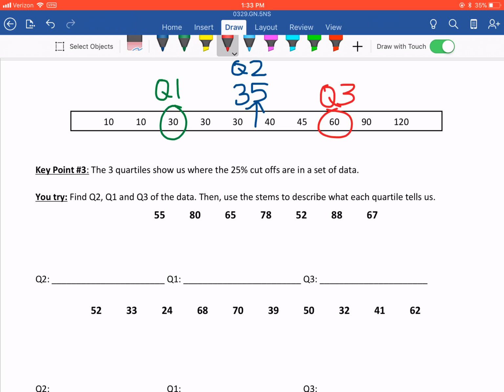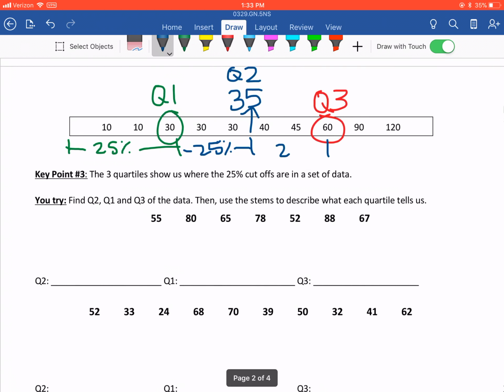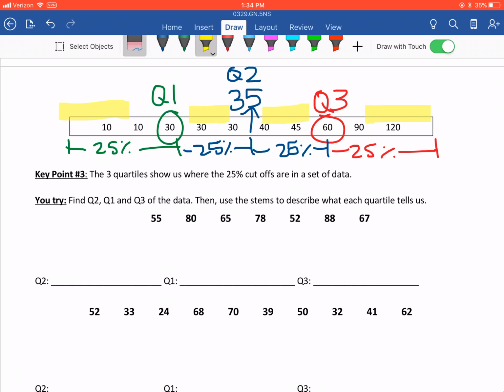So key point number 3, the 3 quartiles show us where the 25% cutoffs are in a set of data. So that's saying from here to here is 25% of the data. And then from here to here, oh my goodness, this thing is not cooperating, is also 25%. And then to here is also 25%. And after Q3 is also 25%. All right, so basically all we did was chunk it 25%, 25%, 25%, 25%. That's all Q1, Q2, Q3 tell us.